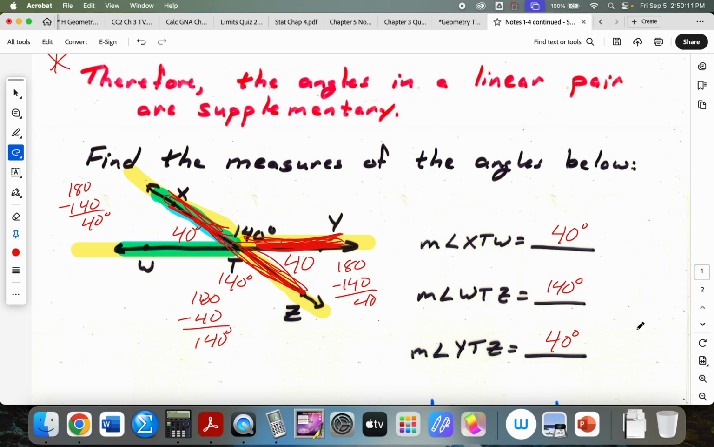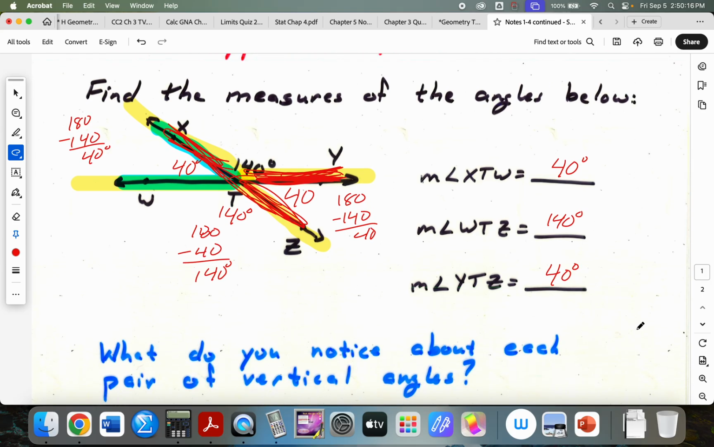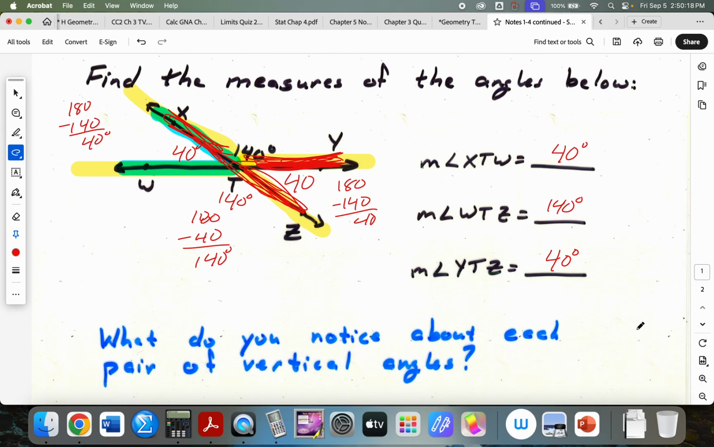Now, hold that thought. I can see you already thinking about it. What do you notice about each pair of vertical angles? Now you can let that thought go. Yeah, they're the same. They are congruent. The vertical angles, the ones across from each other, are exactly the same size every single time. So linear pairs are supplementary. Vertical angles are going to be congruent.